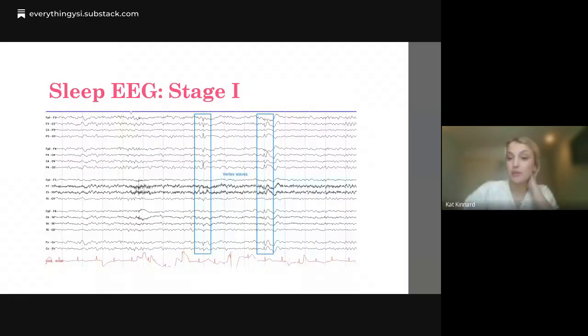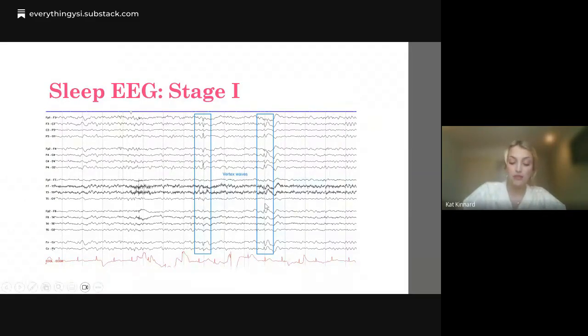As we get drowsy and begin to sleep, the EEG changes. So stage 1 is the lightest stage of sleep, and it serves as the transition between wakefulness and sleep. So you can see here these vertex waves. They're called vertex because they're most prominent if you look at the FZ, CZ, PZ chain, although they have a gradient throughout the brain.